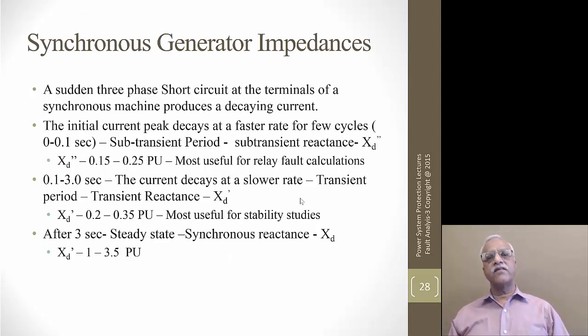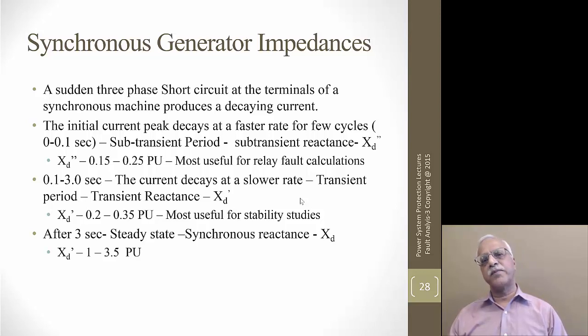Synchronous impedance of the generators is the only one that we didn't look at so far. We cannot go back and measure this. This is given by the manufacturers. What they do is put a sudden three-phase short circuit at the terminals of the synchronous generator, and they get a decaying short circuit current. The first period is only a few cycles. It can be as high as six cycles.